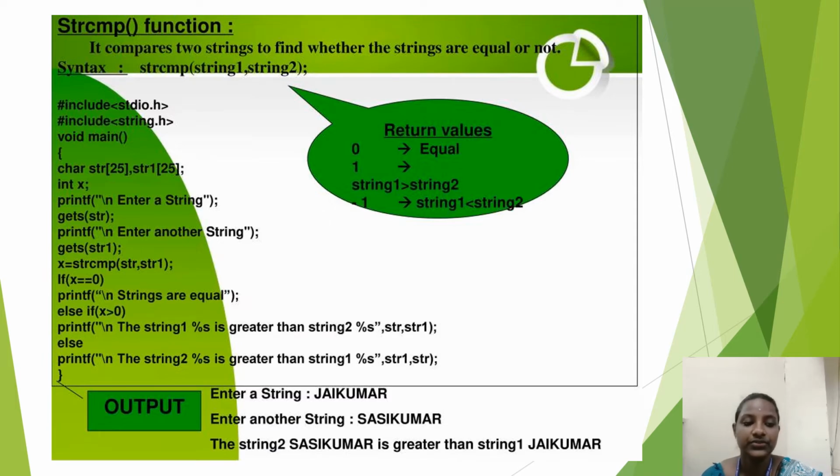So finally, using the if statement, we are checking whether it is greater or lesser. If x is equal to 0, that is, if the compared value is equal to 0, we have to print that the string is equal. That is, the lengths of both the strings are equal. If the compare value is not 0, we have to go for else. Else, if x is greater than 0, we have to display string 1 is greater. If that condition fails, we have to display string 2 is greater than string 1. So this is our output for compare.